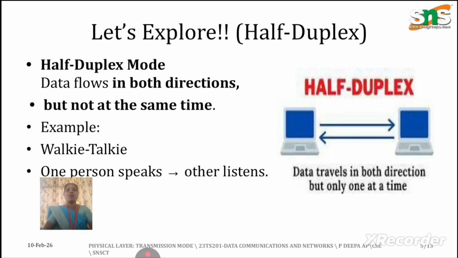Next one is the half duplex. The half duplex allows communication in both directions, but not at the same time. This means both devices can send and receive data, but only one device can transmit at a particular moment. A very good example of half duplex mode is a walkie talkie. When one person speaks, the other person listens. They take turns to communicate. This mode is useful where full-time simultaneous communication is not required.